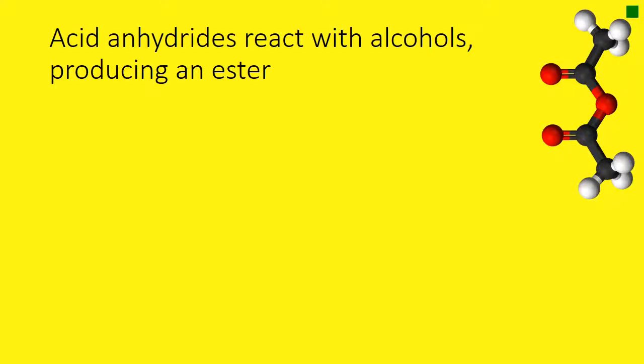So we're going to do reactions with alcohols now, and just as with acyl chlorides making esters, we're also going to make some esters here. So there it is. Acid anhydrides react with alcohols, producing an ester. Let's do an example. Let's use the same ethanoic anhydride again, and we're going to react it with some methanol. There's our methanol here, CH3OH, and when we do so, we're going to get an ester.